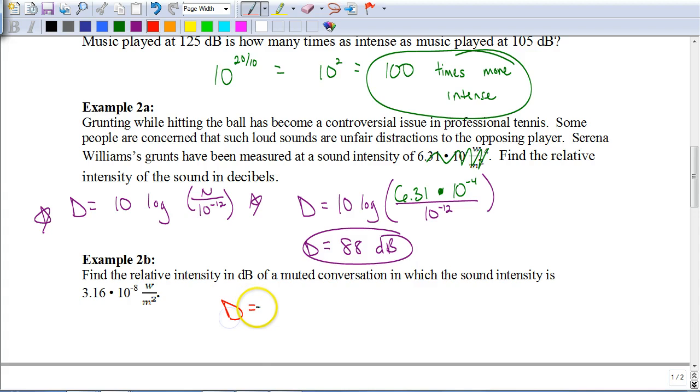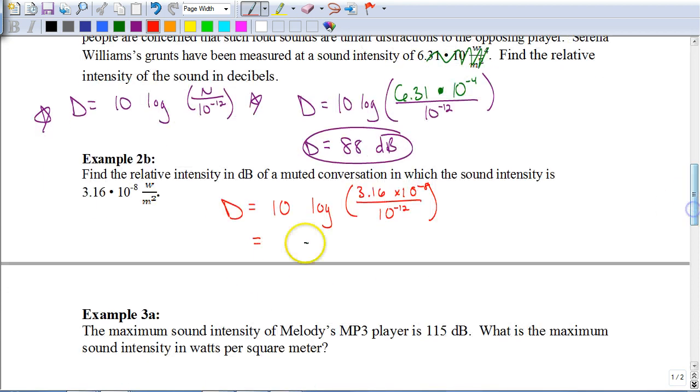Okay, this is what you should have typed in on your calculator. 10 times a logarithm of the sound intensity, which is 3.16 times 10 to the negative 8, all that divided by 10 to the negative 12. So when you type that in on your calculator, you should have gotten an answer of 45 decibels.